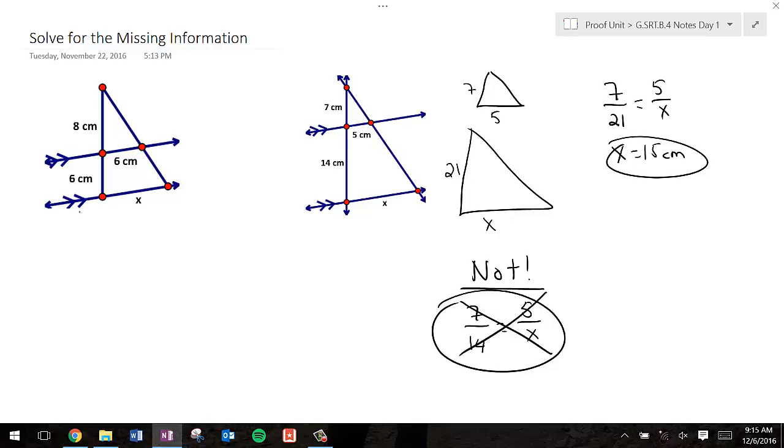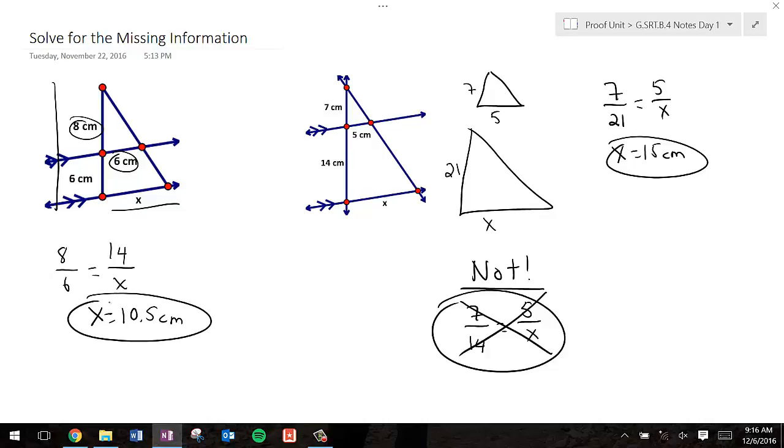And we're going to do that same setup over here. I'm going to use my smaller triangle on the top. So I've got 8 over 6, this 8 over this 6. And that's the same thing as this whole length, 14, over the whole bottom, x. And when we cross multiply there, you should have x equals 10.5 centimeters.